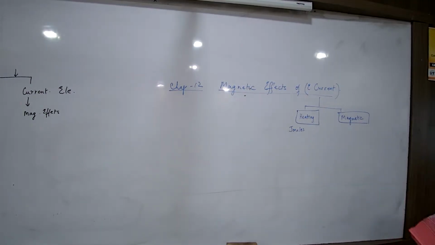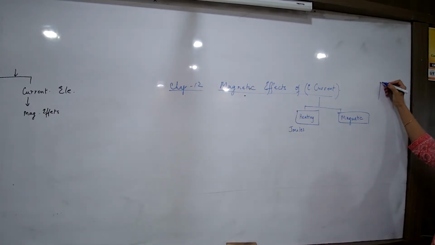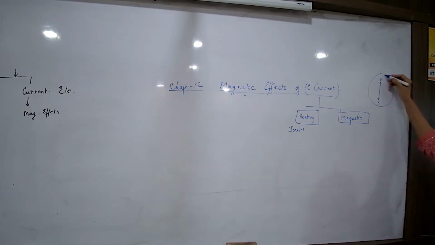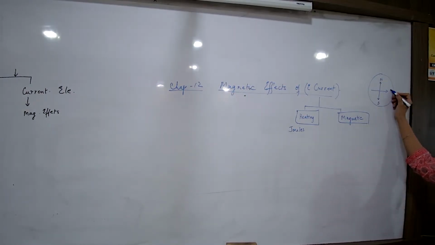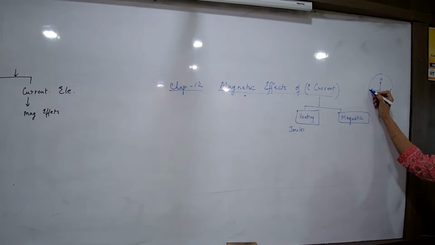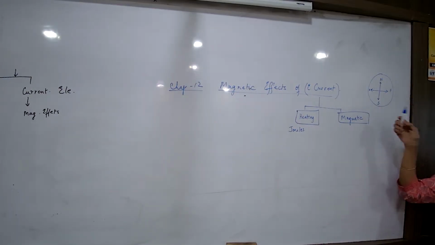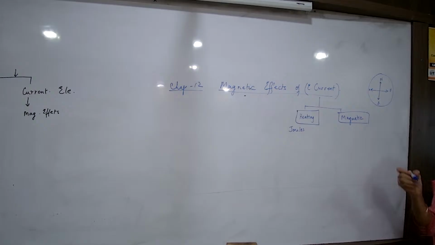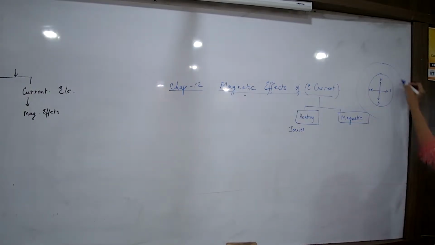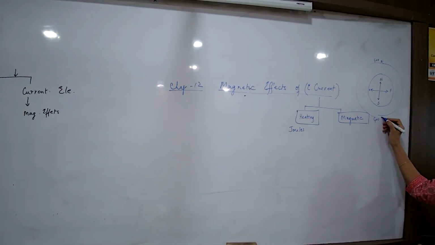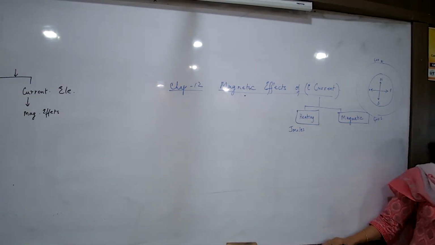Now, for you to understand why our magnetic needle points in the north-south direction, let us say this is your compass needle, okay? And this is your east, and obviously this is going to be your west. Why is the needle always pointing in the north-south direction? Basically, this is the earth, and this is the geographic north, and this is your geographic south. Can anybody tell me?